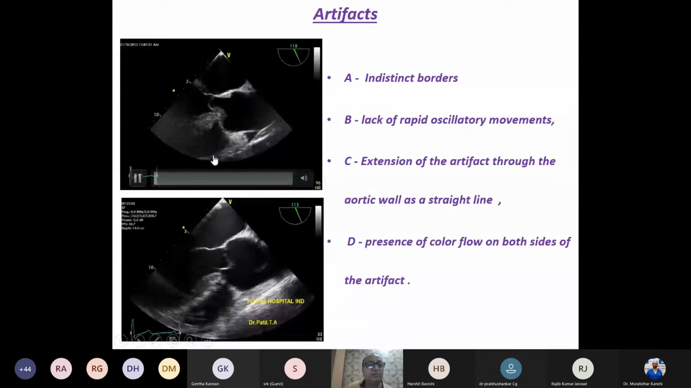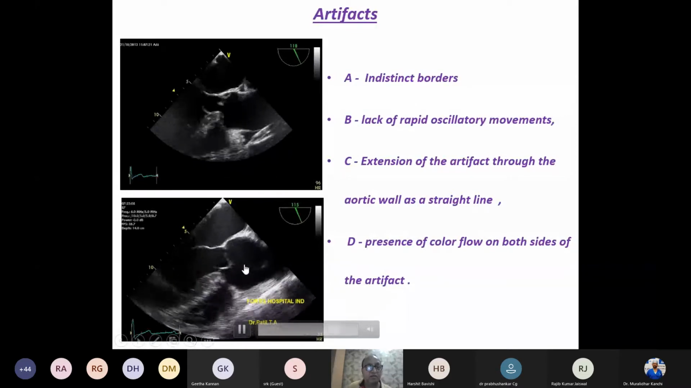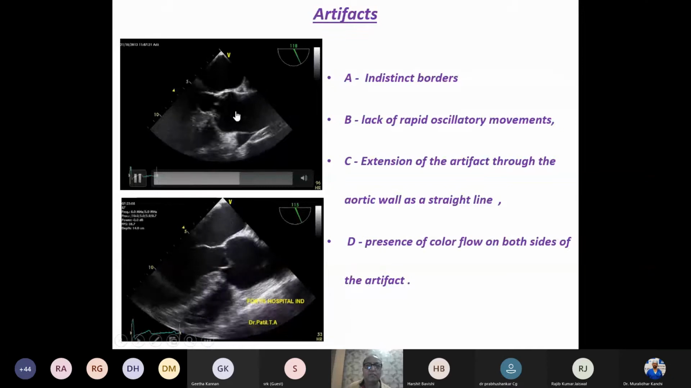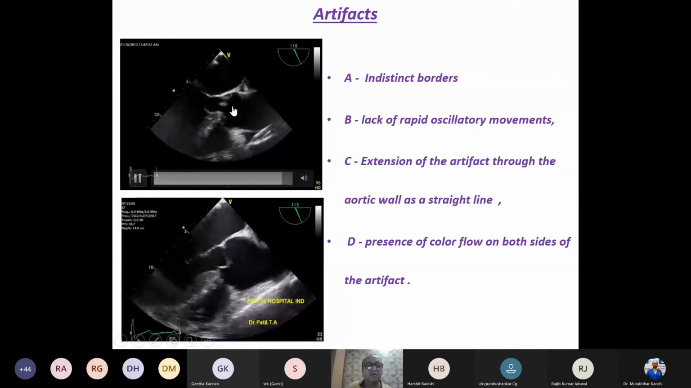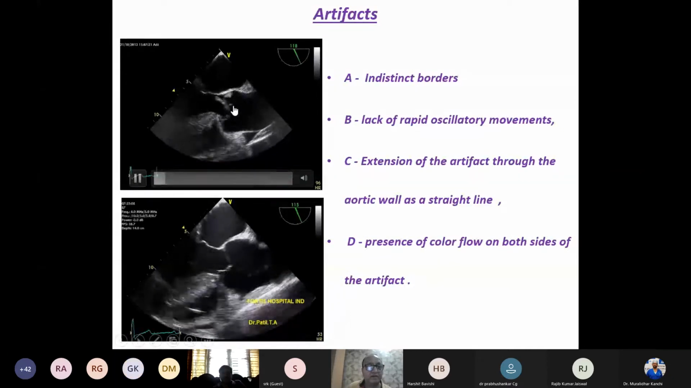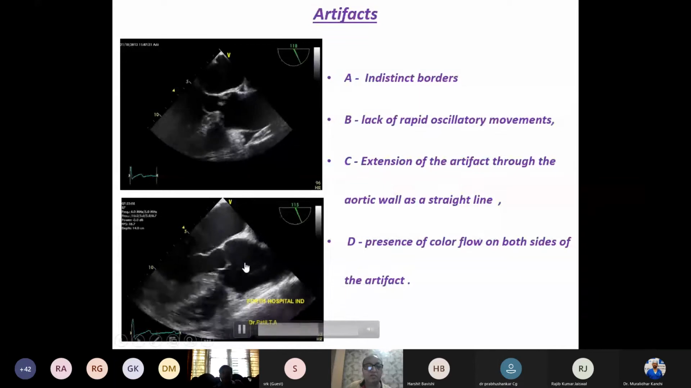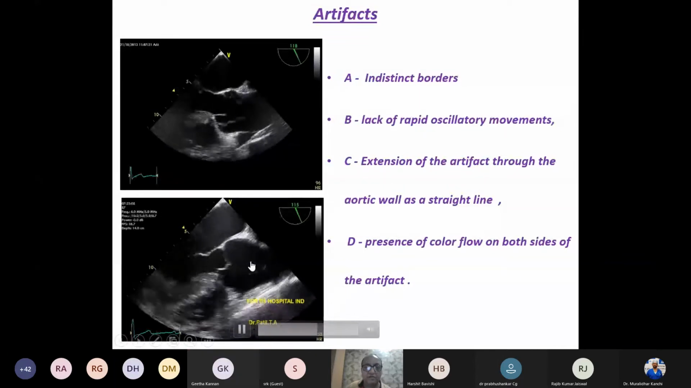Now, how do we differentiate between an artifact and a dissection? The top is actually a dissection. Down below, you can see in the ascending aorta there is an artifact which is moving. First, with artifacts, like the one below, the borders are not distinct, but on the top you can make out distinct borders. On the top, there are rapid oscillatory movements with each cardiac cycle, but down below, the oscillatory movements with each cardiac cycle are not present.